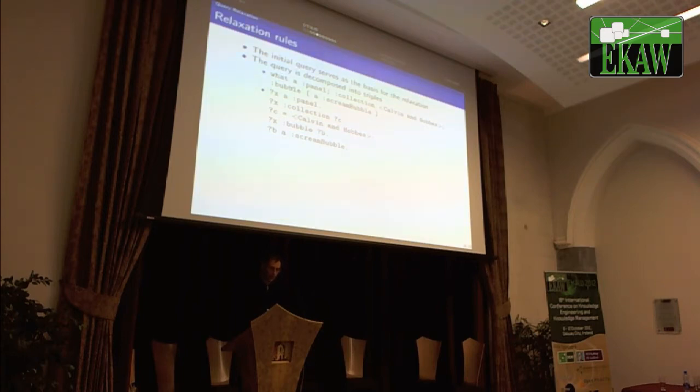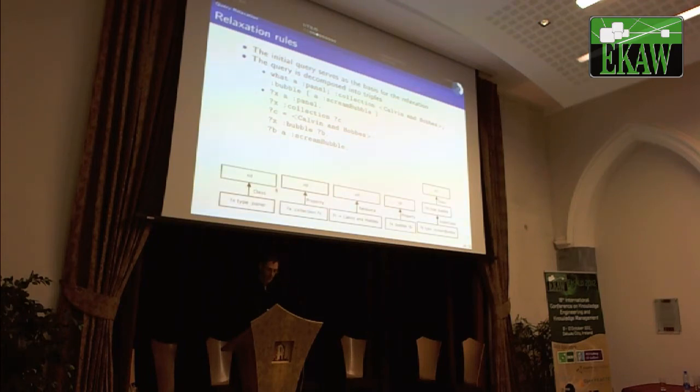Just to take an example, if you take the query, what is a panel, with as collection Calvin and Hobbes, and as a bubble that is a screen bubble, you can decompose this into a set of five triples, where x introduces simply variables representing the different entities that are involved. Then you can put in a row all the initial triples, and on top of each of them, we have the successive possible relaxations for each triple. We can see that this one has two possible relaxations, so it can be relaxed twice, and the other one can be relaxed only once.